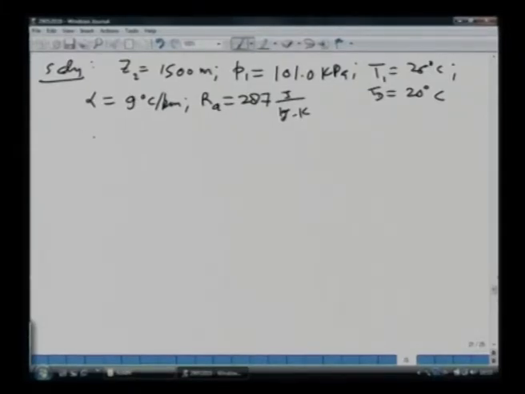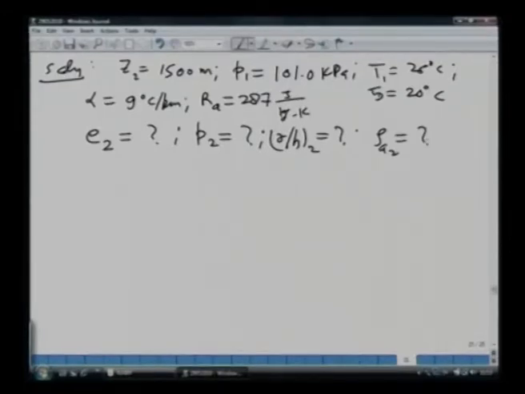So, what you have to find is the vapor pressure at height 2, what is the P2, the air pressure at height 2, what is the relative humidity at height 1500 meters, and what is the air density at height 1500 meters. So, these are the 4 things we have to find. Okay. So, we will work on these in that order.